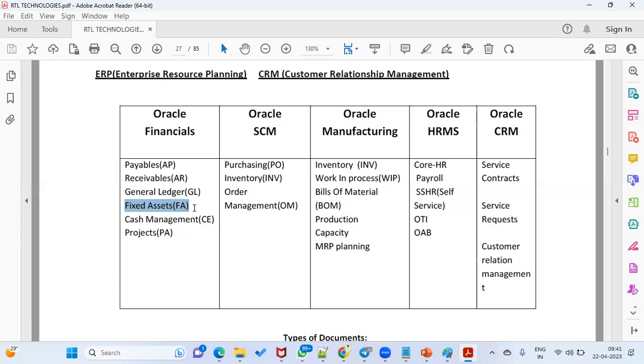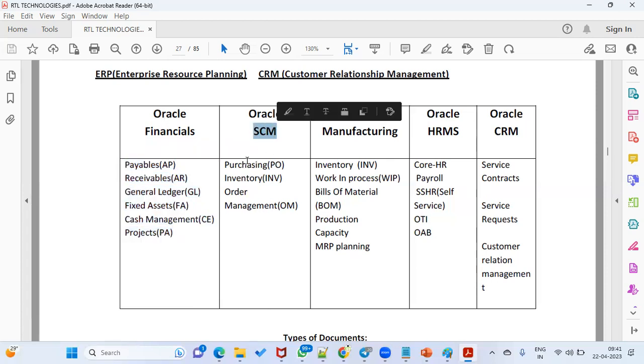Then after 2 years, what will be the laptop cost? Maybe 60,000 or 70,000. 30% depreciation. So today the company asset value is 2 crores. After 2 years, it will be 1.7 crores or 1.6 crores. The depreciation calculation and company valuation all come in the assets module. Cash management module, projects module, like this. So this all comes under financials.